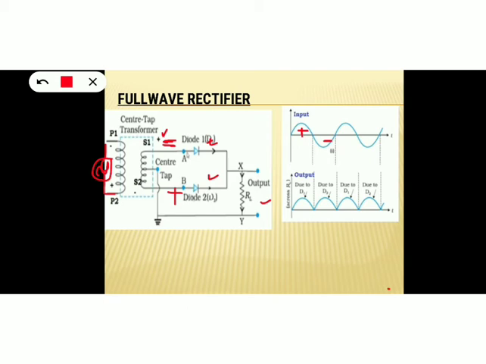Now after negative half cycle comes the positive half cycle, and during the positive half cycle again D1 will be forward biased and conducts current. So there will be an output due to diode D1. And after positive half cycle comes the negative half cycle, during which diode D2 will be forward biased and conducts current. So there will be an output corresponding to the diode D2.